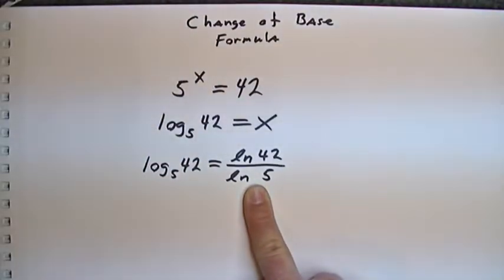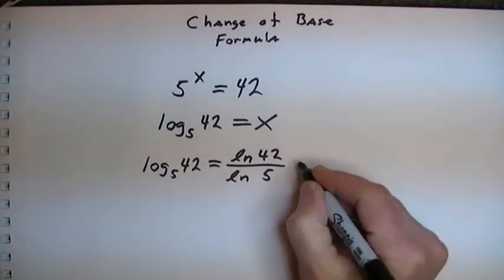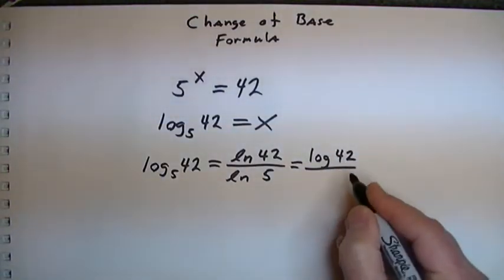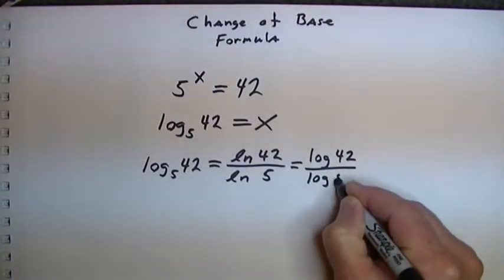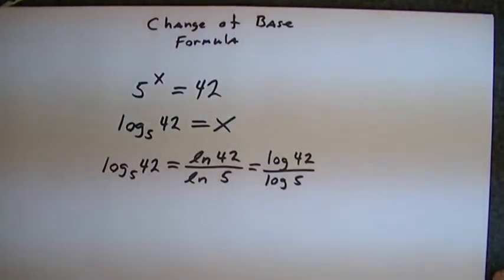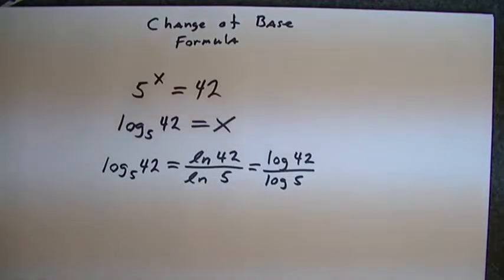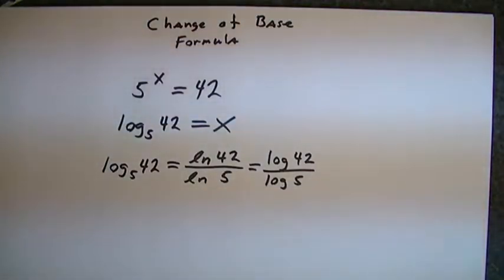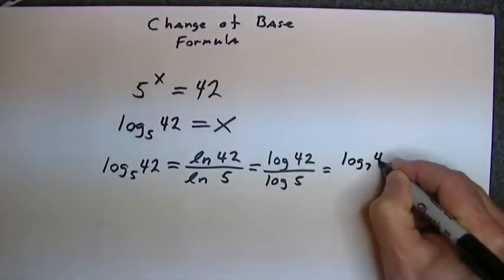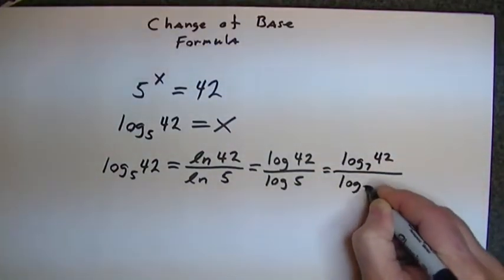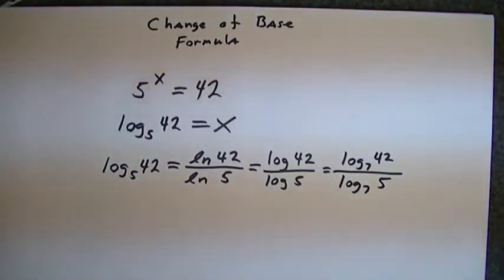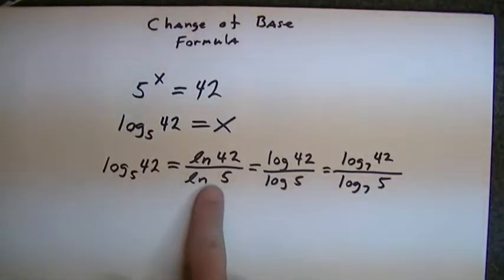If you've got a common log button, then maybe you want to just convert it to a common log and you can do the same thing. It doesn't matter what base you use. In fact, maybe you inherited some really strange calculator from some space alien and they do everything in log base 7. So they have a special calculator button that does log base 7. Well, no problem. You could use their calculator and do log base 7 of 42 divided by log base 7 of 5. Now, in our world, if you could do a log base 7, you could probably do a log base 5 and you wouldn't need this conversion.